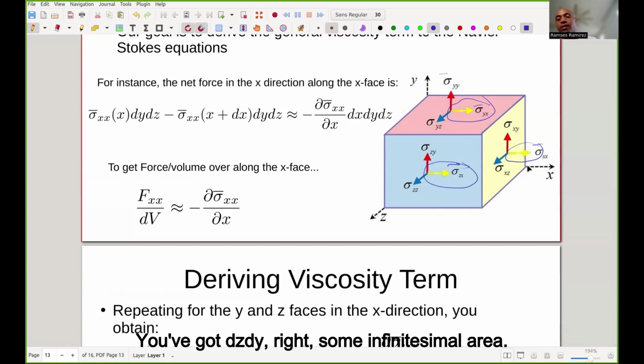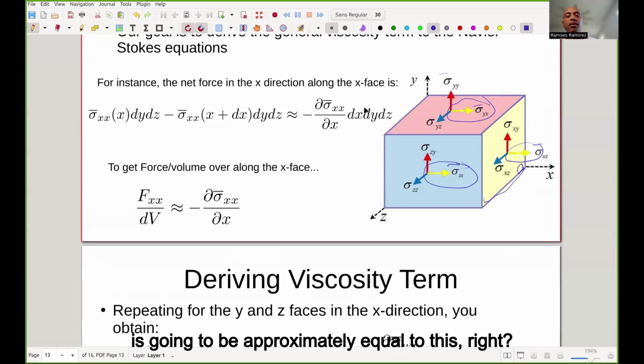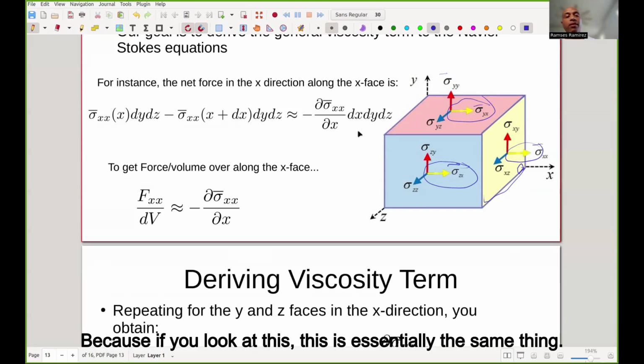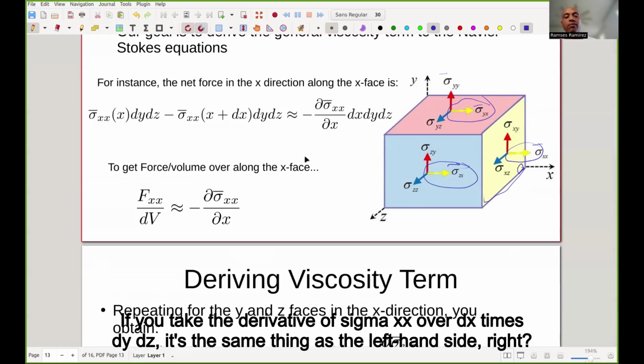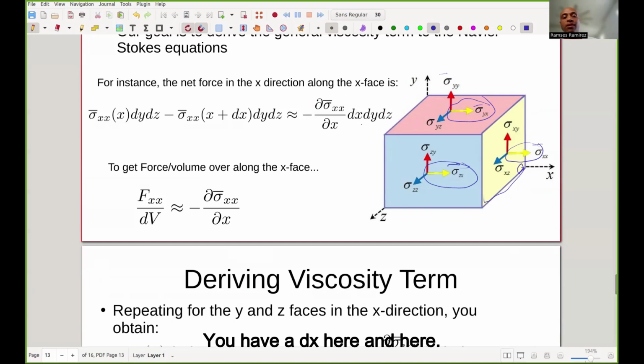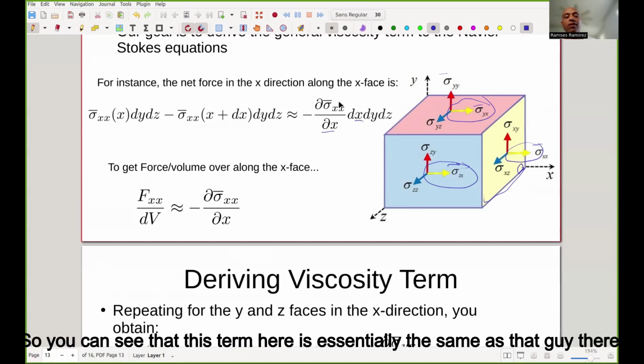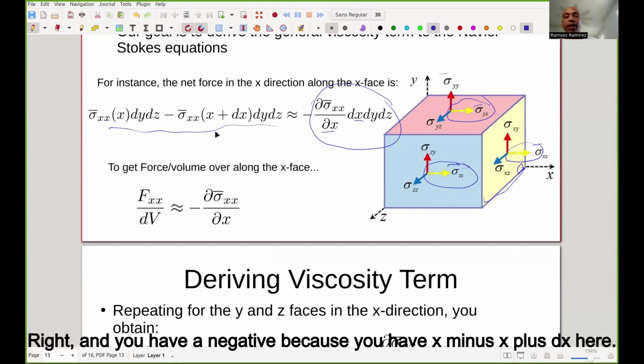You've got dx, dy, dz, right? Some infinitesimal area is going to be approximately equal to this, right? Because if you look at this, this is essentially the same thing. If you take the derivative of sigma xx over dx times dx dy dz, it's the same thing as the left-hand side, right? You have a dx here and here. So you can see that this term here is essentially the same as that guy there, right? And you have a negative because you have x minus x plus dx here.